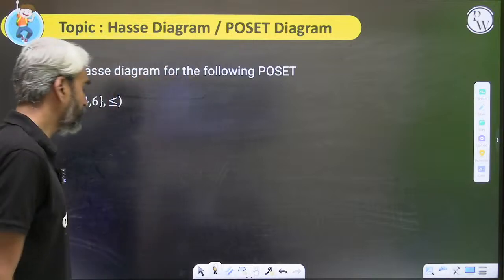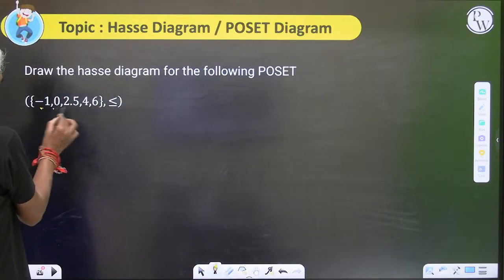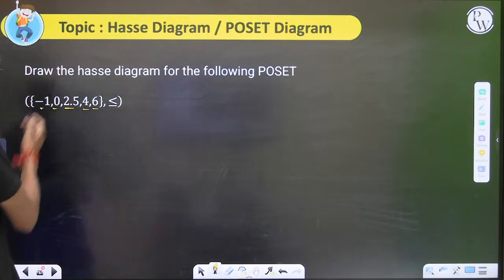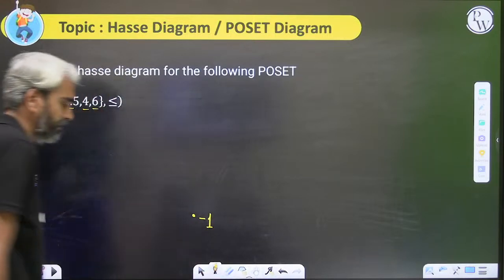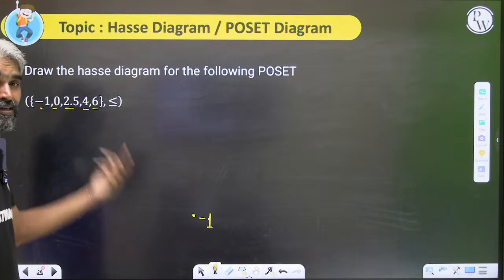So what did we say? In the Hasse diagram, there will be a vertex corresponding to every element of the set. Let's begin with any element. Start with -1. Does -1 relate with -1? Yes, sir, -1 relates with -1.